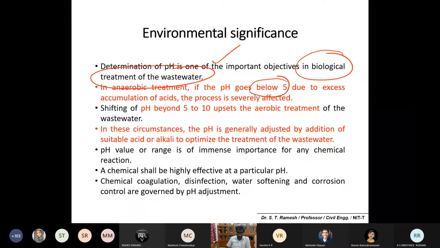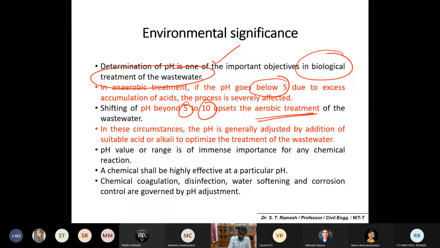In the medical field they may call this an ulcer, because of continuous accumulation of acids under these conditions. And for any changes in pH outside 5 to 10 in the case of aerobic treatment of wastewater, there could be an upset. Please note it down. Less than 5 is a problem, and greater than 10 is also a problem in the case of aerobic treatment. Okay, yes.